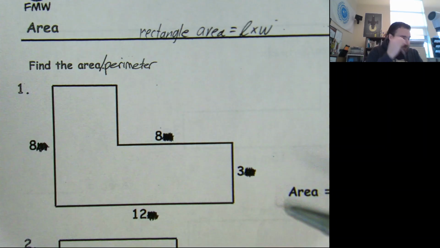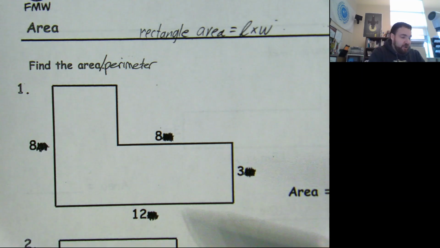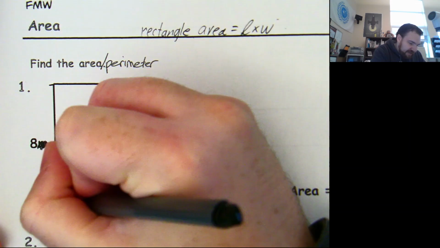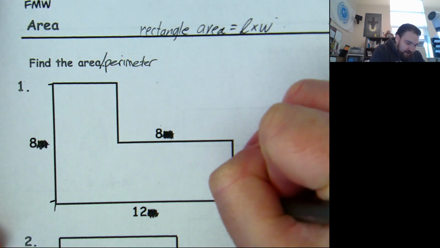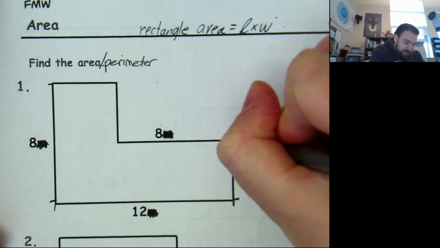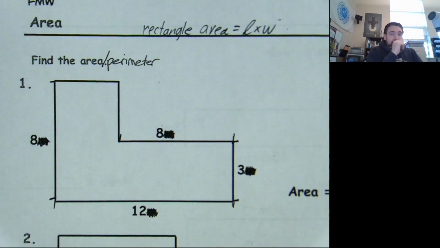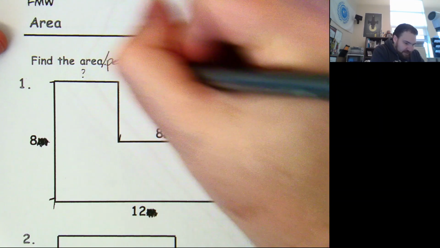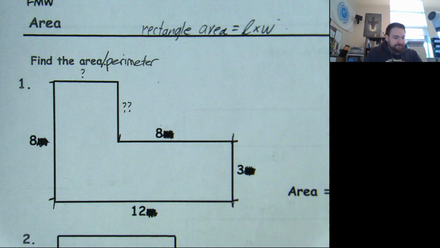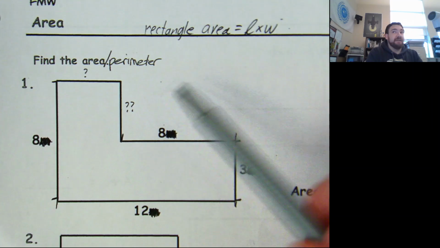So given a shape like this first one, it's kind of an L or a 7 or whatever, and we've got most of the side lengths. We're told that the distance from here to here is 8, the distance from here to here is 12, the distance from here to here is 3, and the distance from this corner to this corner is 8. We're missing this, and we're missing this. Fortunately, there are convenient ways to reason through what these missing sides have to be.